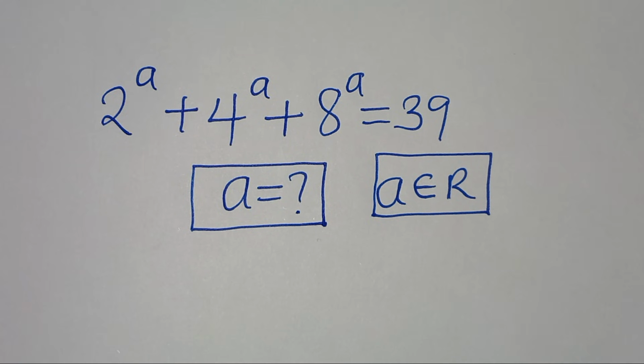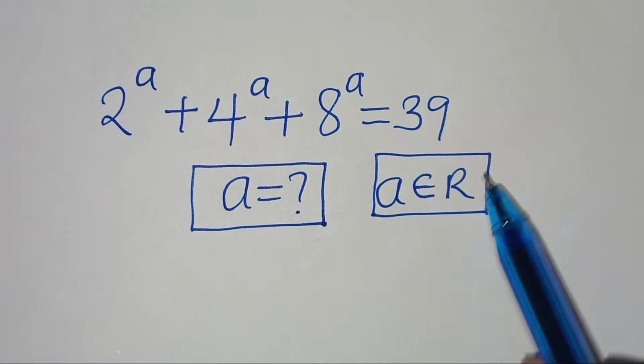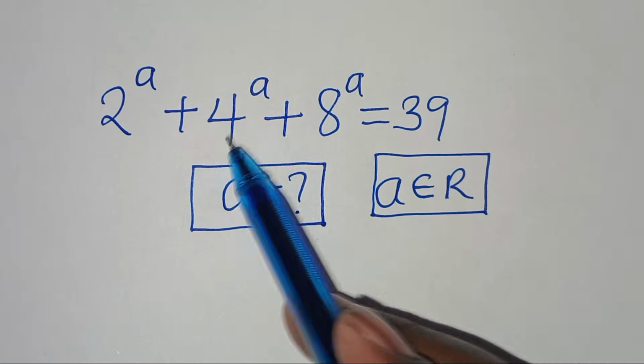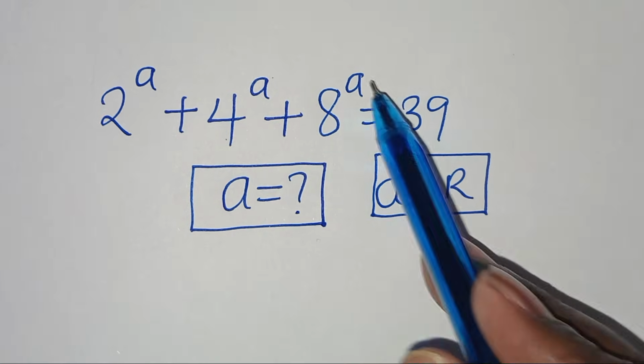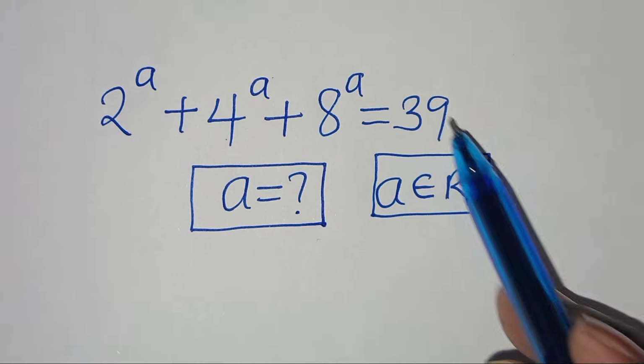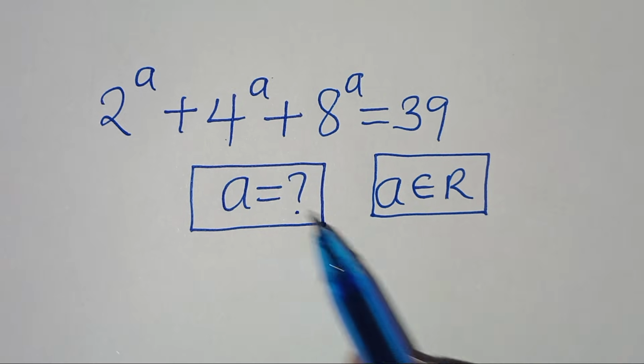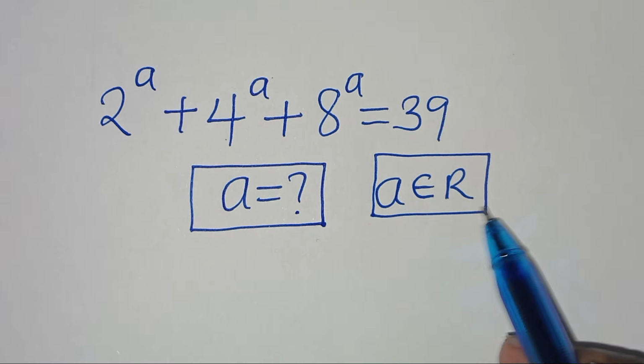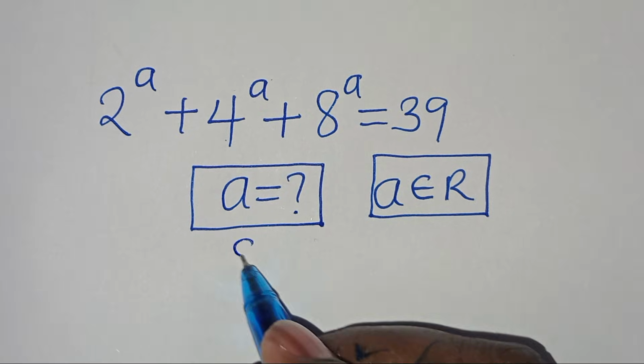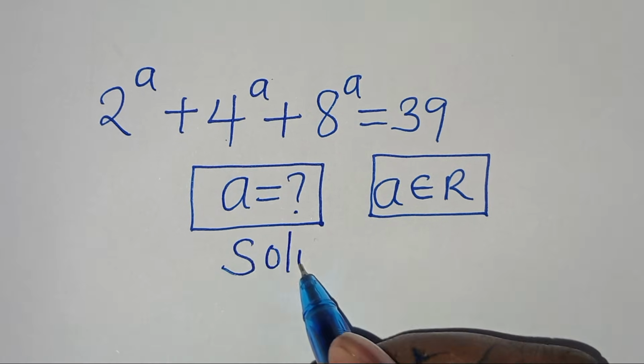You're welcome to solve this nice algebra problem, which is 2 to the power of a plus 4 to the power of a plus 8 to the power of a. This is equal to 39. So what is the value of a, given that a is an element of real numbers? Now let's provide a solution from here.